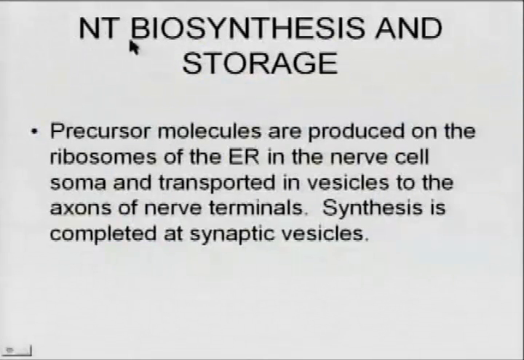Now we transition over to neurotransmitter biosynthesis and storage, and we note that precursor molecules are produced on the ribosomes of the ER and the nerve cell soma and transported in vesicles to the axon terminals. Synthesis is completed at the synaptic vesicles. Immediately in your mind, this should tell you that this is describing the synthesis of peptide neurotransmitters, not the neurotransmitters that depend upon biosynthetic enzyme molecules. Therefore, we would have to rephrase this.